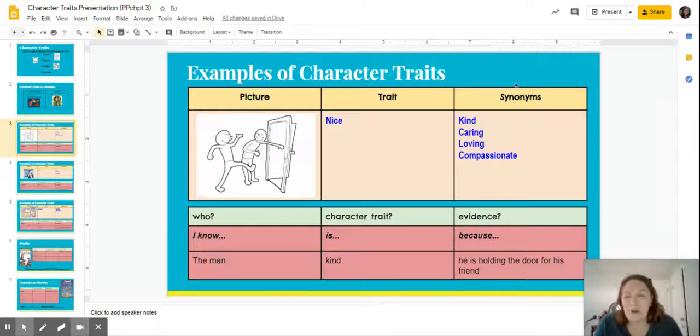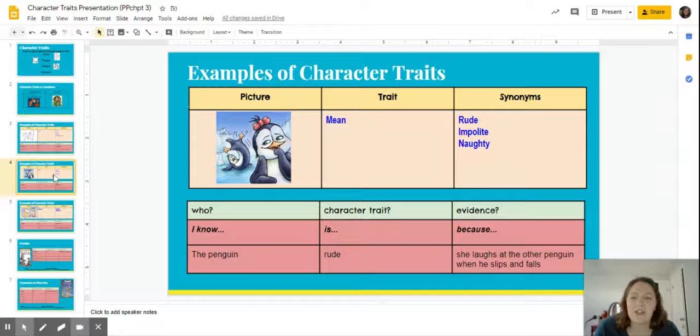I think it's his friend. Or I could say another person. I could replace that word kind with any of these synonyms because they all mean the same thing. I could also say the man is helpful, right? Because he's holding the door for another person.